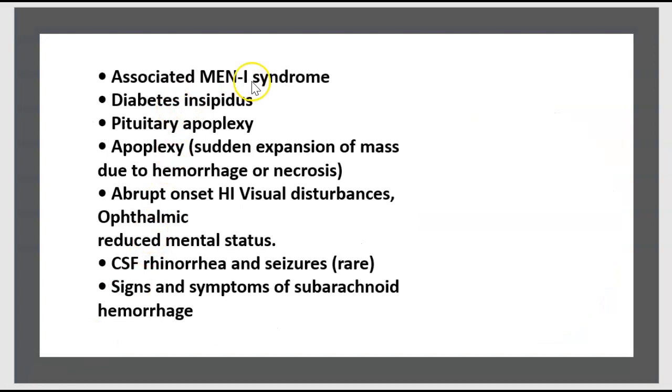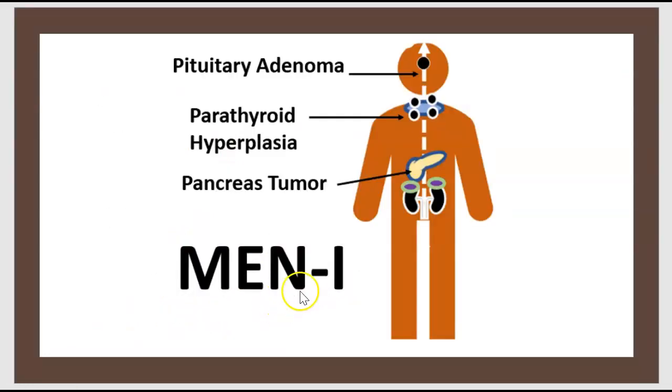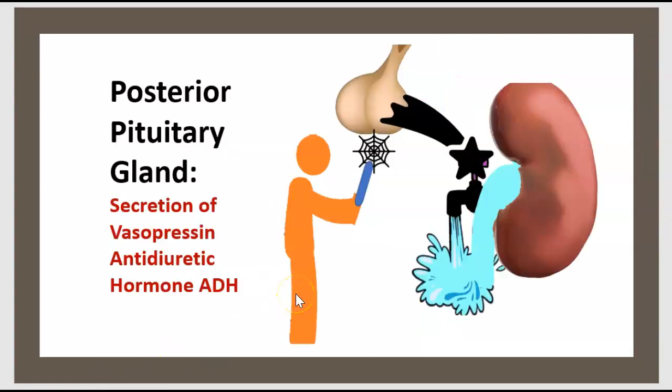Then associated MEN1 syndrome, diabetes insipidus, pituitary apoplexy, and subarachnoid hemorrhage. MEN1: pituitary adenoma, parathyroid hyperplasia, and pancreas tumor. Diabetes insipidus: posterior pituitary gland, secretion of vasopressin, antidiuretic hormone ADH.